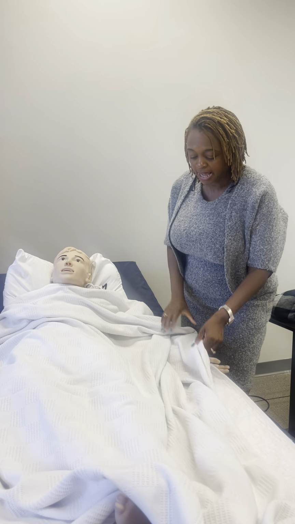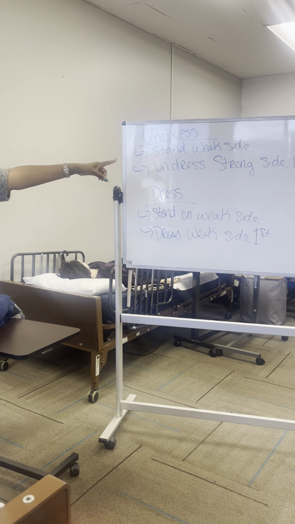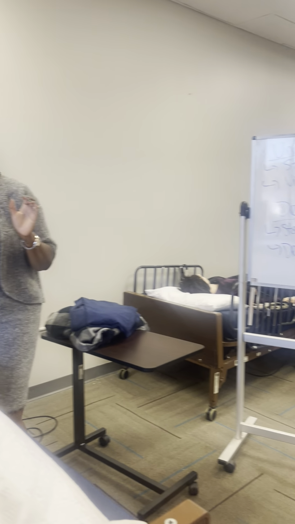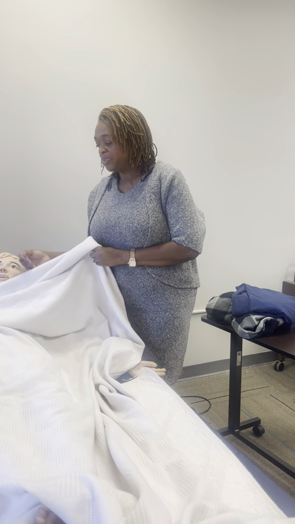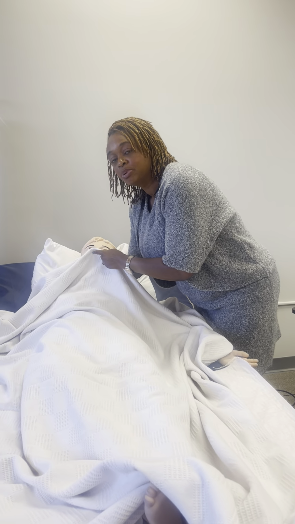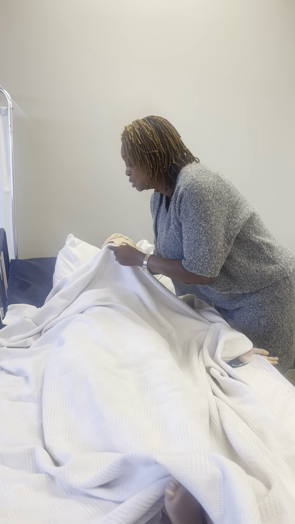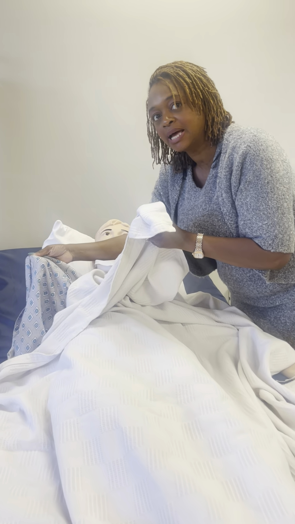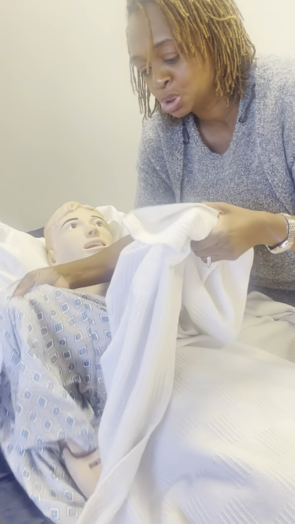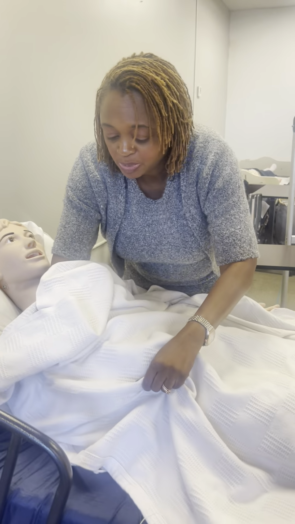I would untie. So look, stand on the weak side, which I am, and undress the strong side first. So I want to provide modesty. I don't want to have the patient stripped naked. So I'm going under the blanket, and the other side is the strong side. So just so you can see, I'm taking it off on this side, the right side first, because that's the strong side.